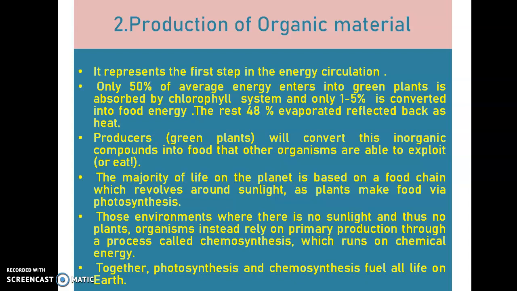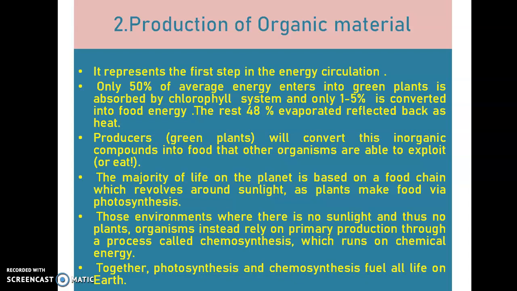The producers, also called the green plants, will convert these inorganic compounds into food that the other organisms are able to exploit, or to eat, for their energy requirements. All the heterotrophs depend upon these organic compounds produced by the green plants by photosynthesis. The majority of life on this planet is based upon the food chain, which revolves around sunlight, as plants make the food via photosynthesis.